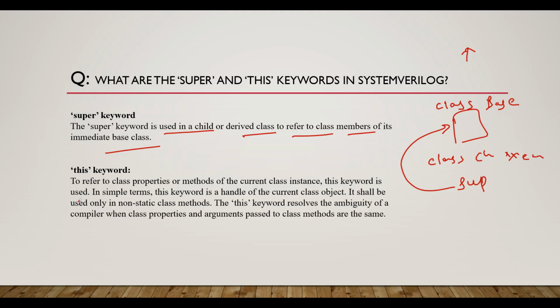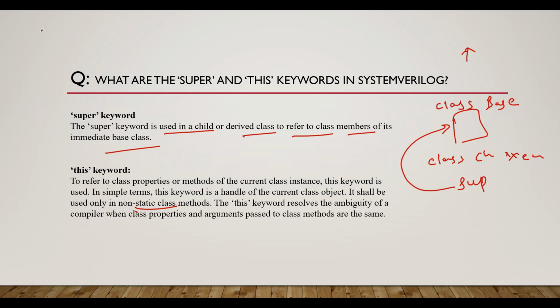Whereas the this keyword, you can keep this in mind, can only be used in a non-static class method. What I mean to say is, you are not able to use it whenever you are writing your method with the static keyword. You can only use your this keyword in a non-static method.